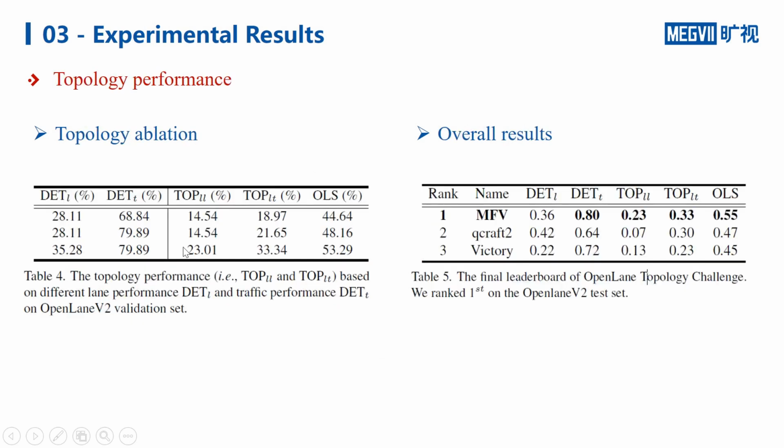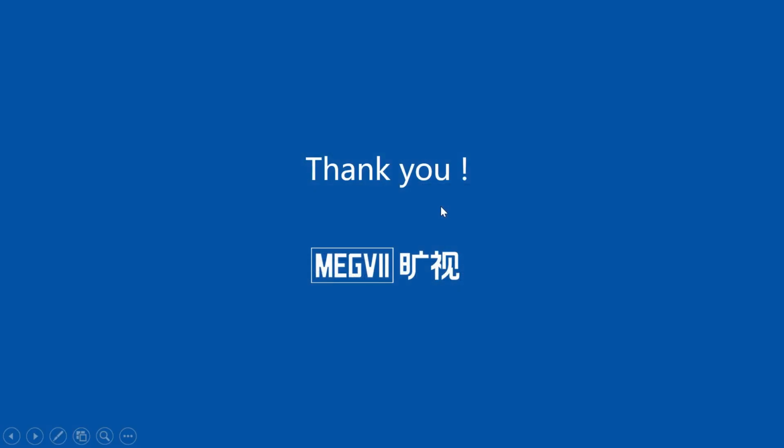Lastly, we have demonstrated the results of topological relationships under varying 3D lane and traffic detection performance. The performance of topological relationships will improve as the performance of both tasks increases. In the test leaderboard, we achieved first-place performance, surpassing the second place by 8 points. That is all my talk. Thanks for listening.